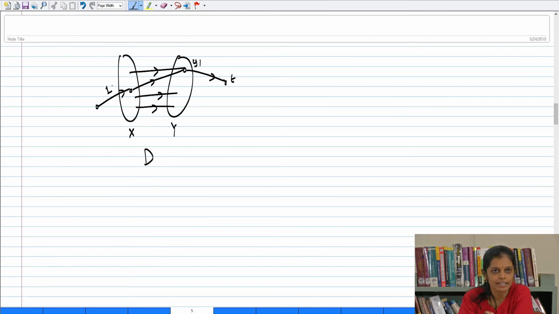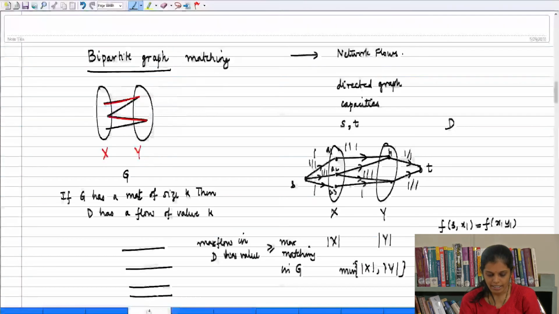And therefore you have exactly computed a matching of the same size as the value of the flow, establishing that these two quantities are indeed equal. That is, the value of the max flow in D is exactly equal to the maximum matching in G, right? So this is a reduction that establishes that if you have a bipartite graph where you want to compute a matching, you could just invoke the network flow algorithm on a suitably modified graph.